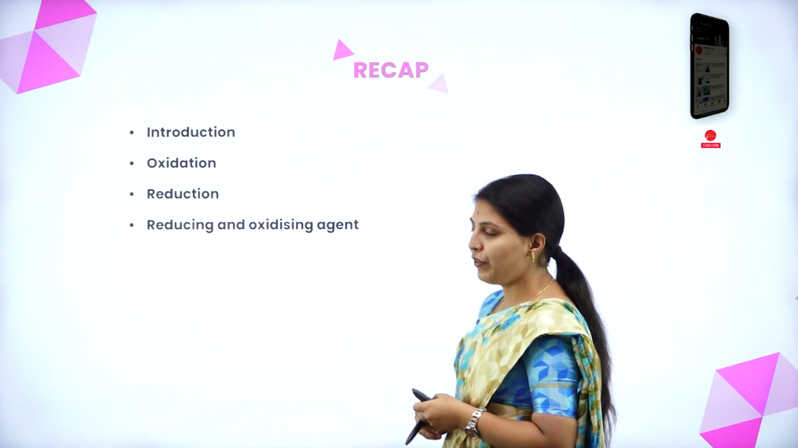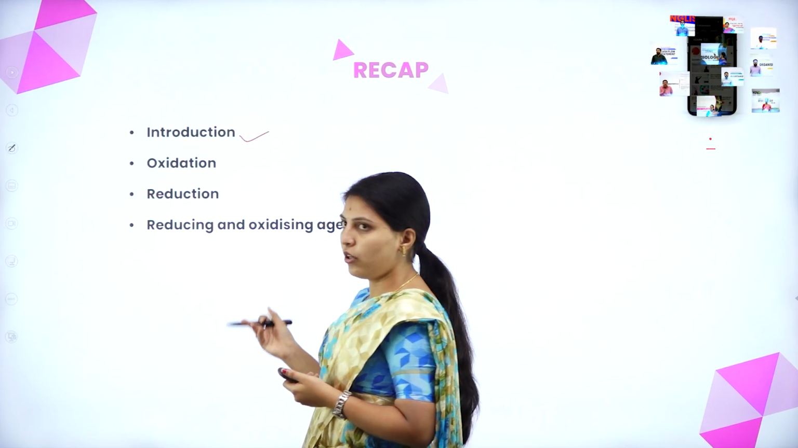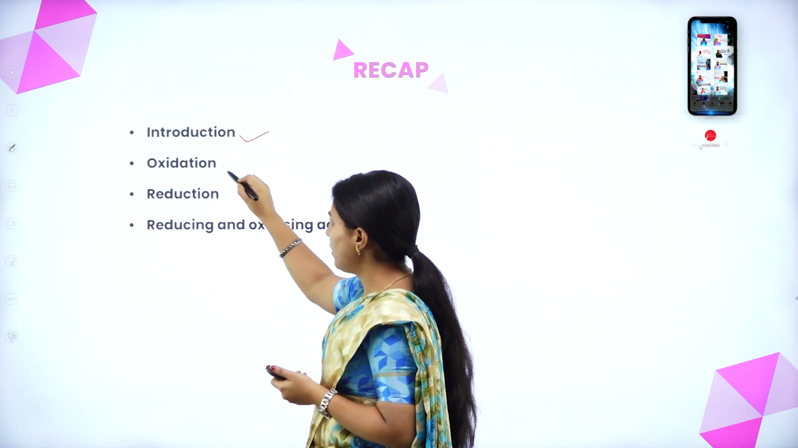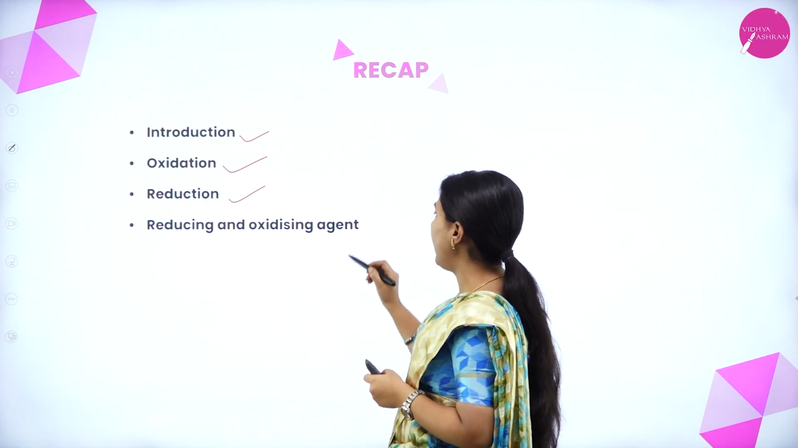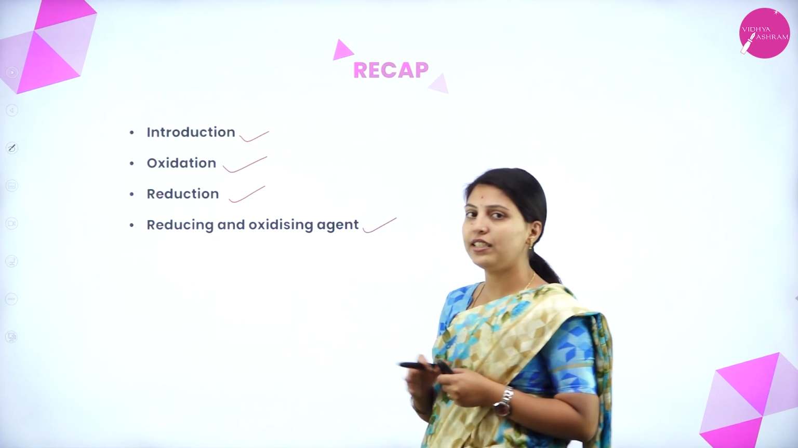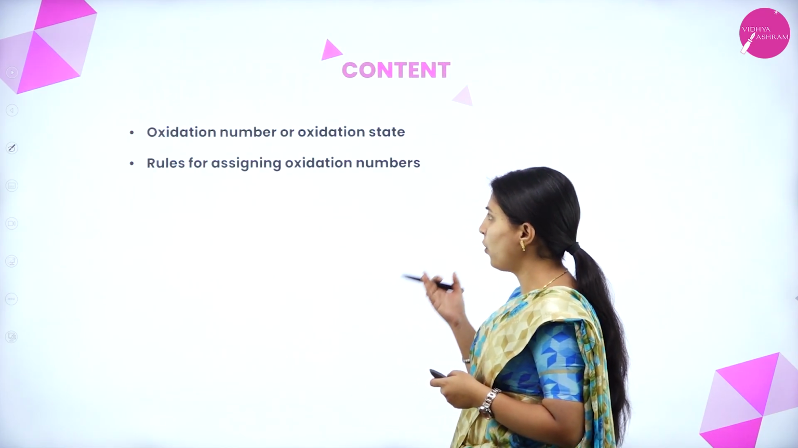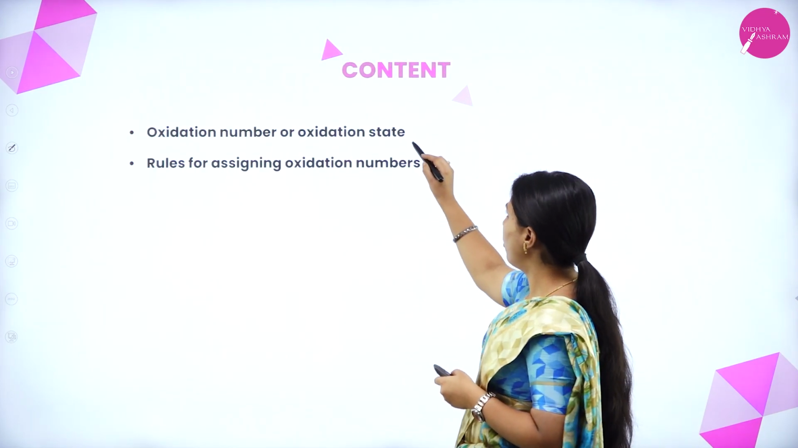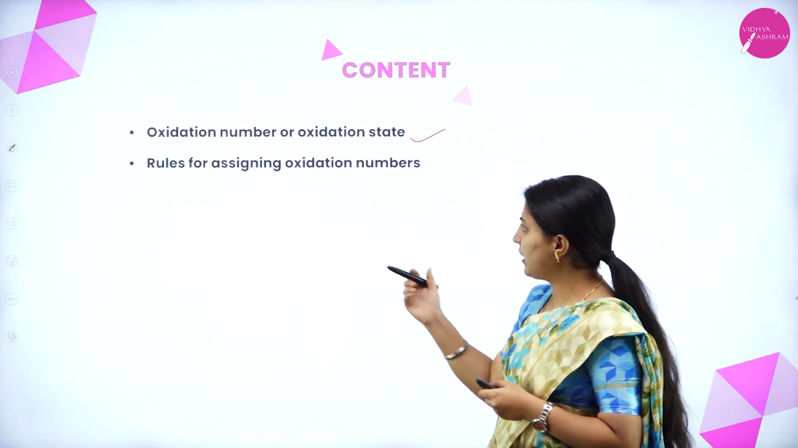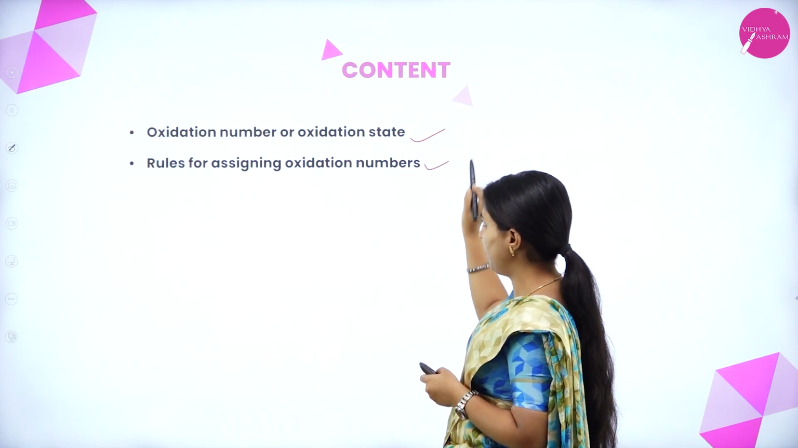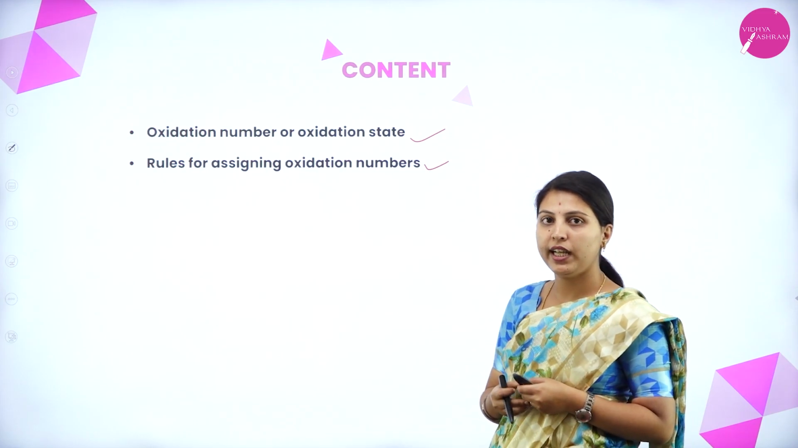In the last class, we discussed many introductory points of redox reaction: what is oxidation, what is reduction, and what we mean by reducing and oxidizing agent. In today's session, we will discuss what is oxidation number or oxidation state and how to analyze those oxidation numbers, that is, rules for assigning oxidation numbers. These two topics we will discuss with many examples.